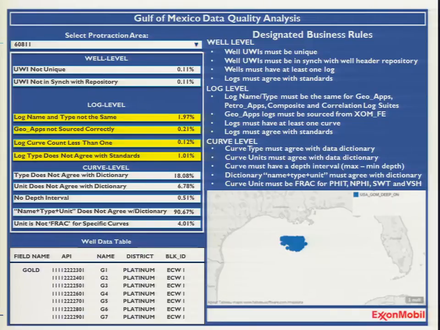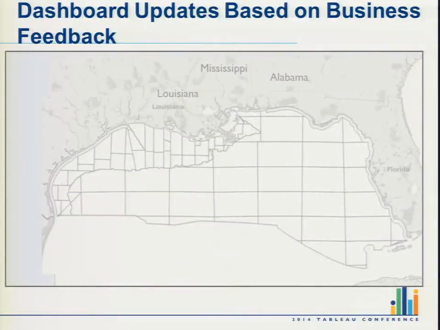Now if you look on the top where it says select protraction area, that's our filter. In the Gulf of Mexico, the data is broken out by protraction areas, basically. And this is 60811, that just means it's in the offshore Gulf of Mexico. So what he did when he heard that is he went out to ArcGIS and pulled in some polygons and plotted them on a map. Now what this map shows is the outline of the Gulf of Mexico, and each one of these blocks is what's called a lease block.